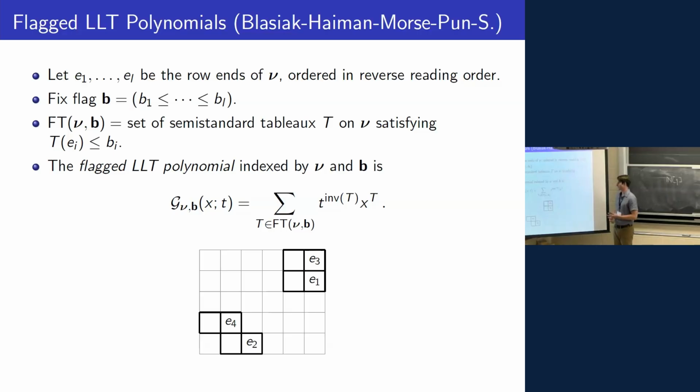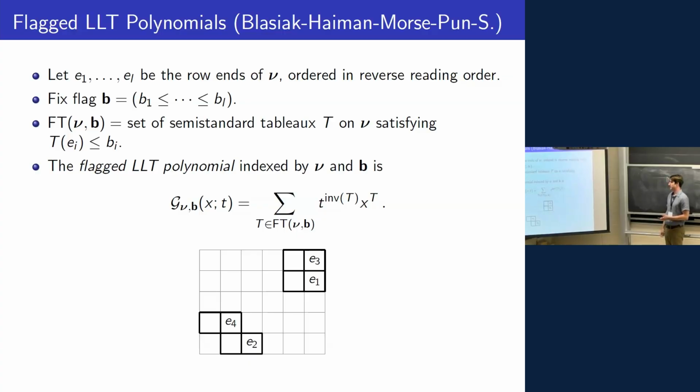So what we're going to do is look at the row ends of the various shapes in our tuple of skew shapes, ordered in reverse reading order. Remember before, we were reading diagonal by diagonal, starting from the bottom left to the bottom right and sweeping this way. So let's reverse that process. That means we hit this end first, then this end, then this one, and eventually this one, right? So those are my 4 row ends in reading order.